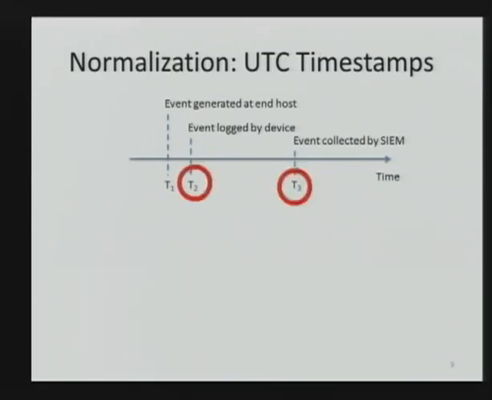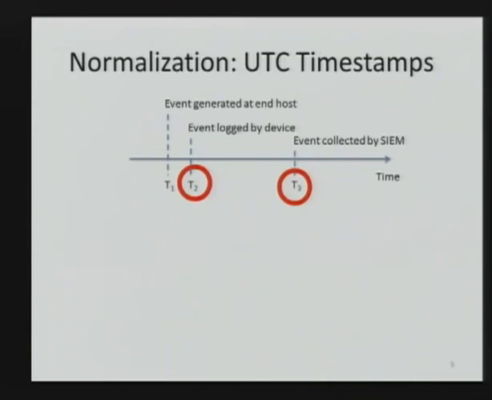So we know that both T2 and T3 are included in the logs as two separate timestamps. We know that T3, the event collection time at the SIM, is always in UTC. But we don't know about T2 because time zone is not included in the log timestamps, and these network devices are configured by local admins with no documentation.